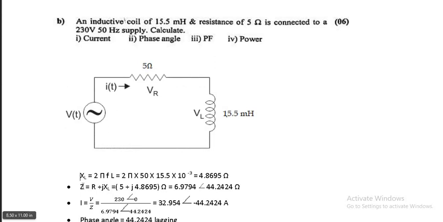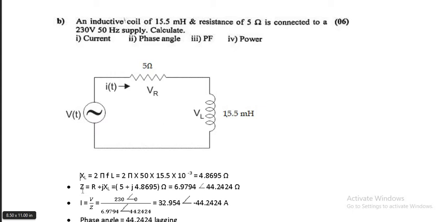Now what will be the Z's value now? Now Z will be R plus JXL. Why plus JXL? Because it is inductive reactance. If this would have been capacitive reactance, I would have written it as R minus JXC. But this is inductive reactance given to you, so you'll be writing it as R plus JXL. So it is 5 ohm is given as resistance, so 5 plus J 4.8695 is the XL value I have got in the first step, right?